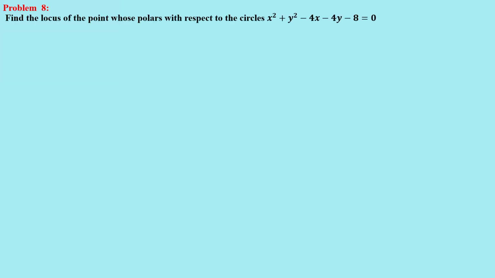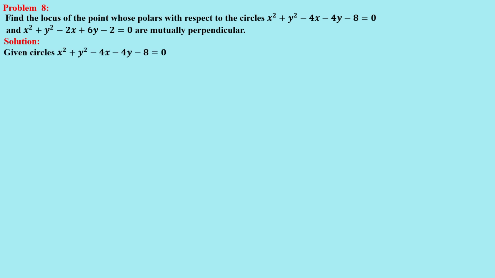Next problem. Find the locus of the point whose polars with respect to the circle x² + y² − 4x − 4y − 8 = 0 and x² + y² − 2x + 6y − 2 = 0 are mutually perpendicular. Given circles x² + y² − 4x − 4y − 8 = 0, that is 1, and x² + y² − 2x + 6y − 2 = 0, that is equation number 2.